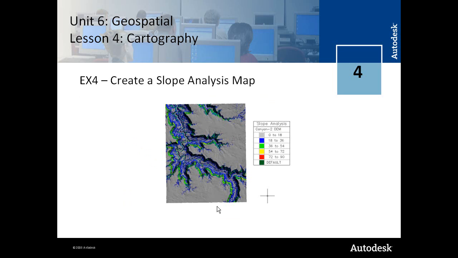And then in the fourth exercise you create a slope analysis map and shade the slopes based on certain slope ranges, and this is done on a digital elevation map. And that concludes the discussion of the cartography lesson in the geospatial unit.